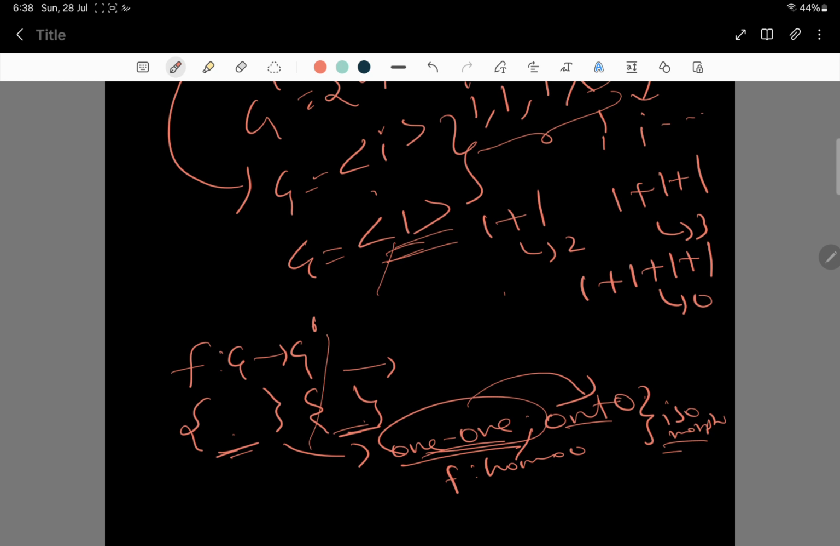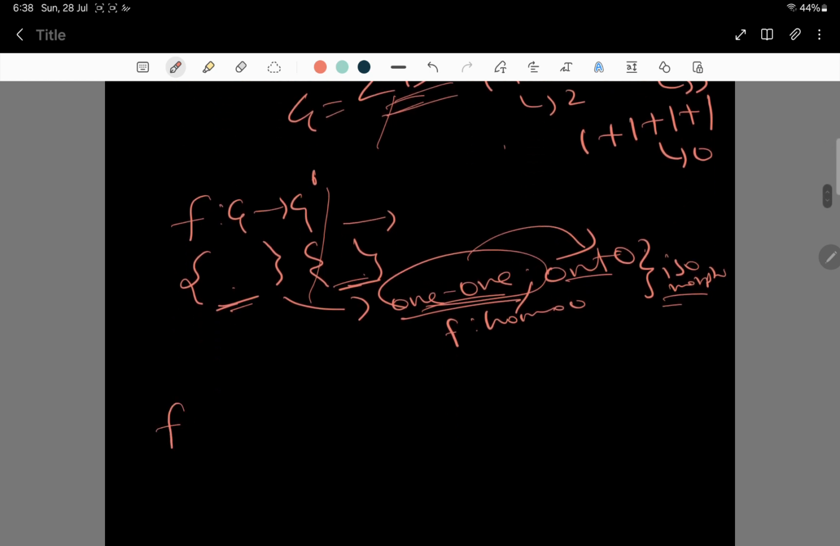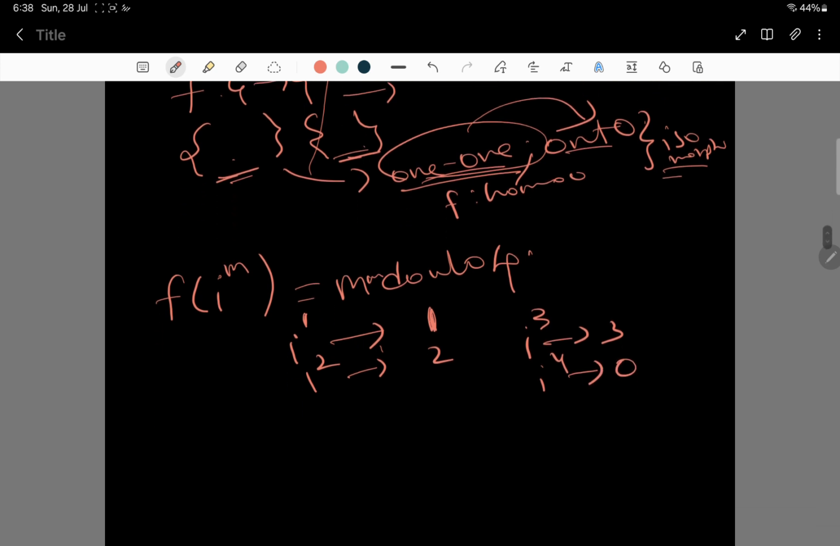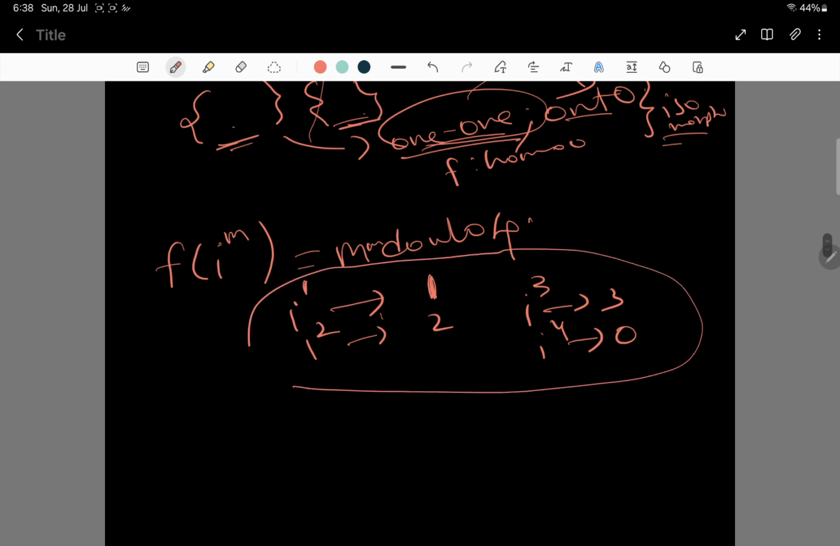So let us see how we will define the function. Everything in the domain can be written as i power m. I define f of i power m as m modulo 4. So i power 1 will be 1 modulo 4, it will be 1 for i. I square will be 2. I cube will be 3. And i power 4 will be 4 modulo 4, which is 0. So this is my mapping.